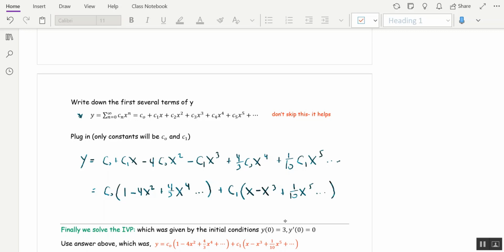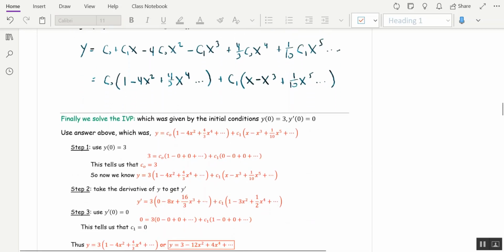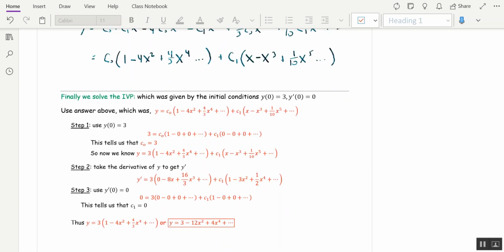However, this problem wants you to solve the IVP. You only have one homework problem where you do have to solve an IVP, and I've written down the solution. It's fairly straightforward. You just solve it like you would solve any other IVP. The only twist is that on step 2, you're going to have to find y prime, and the way you're going to do that is just take the derivative of y term by term. So there's nothing too tricky going on there, and I trust you to read that on your own. Okay, and that is the end of this section.